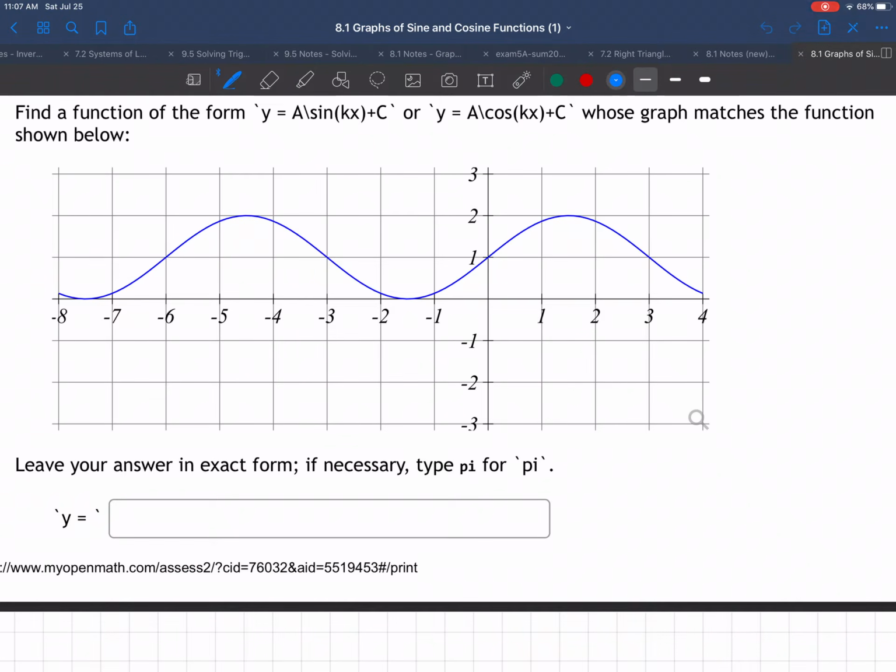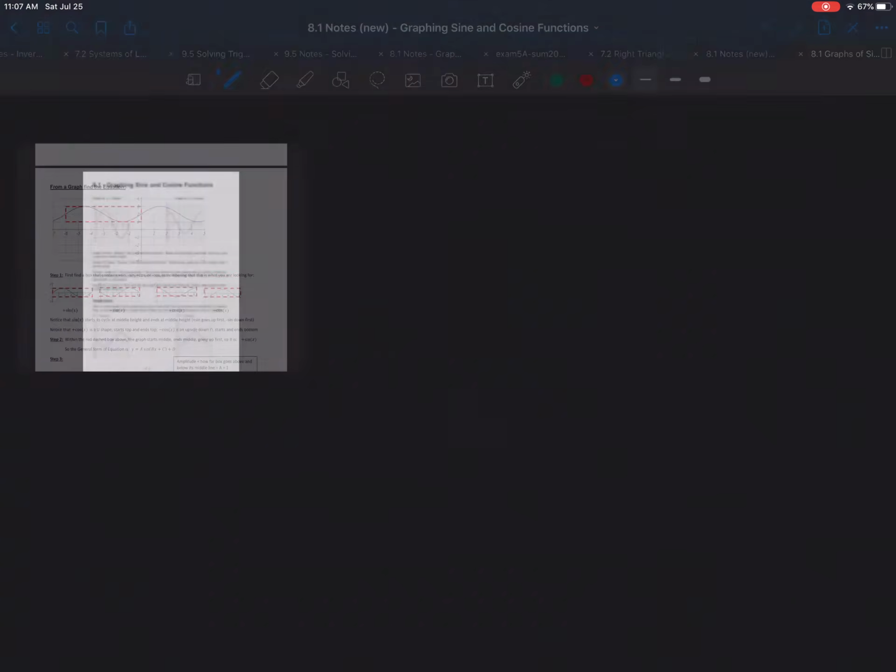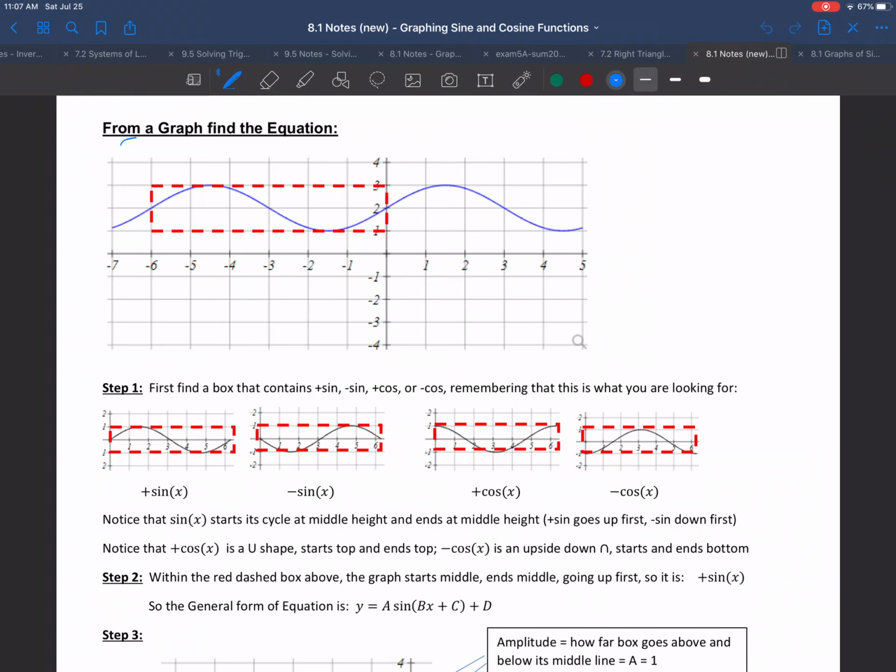Well, let's go back to the notes that I sent you and take a look. So it says right here, how do you find the equation from a graph? Well, step number one, first find a box that contains positive or negative sine or positive or negative cosine, remembering that this is what you're looking for. This is the heart of the matter, a box that contains it.